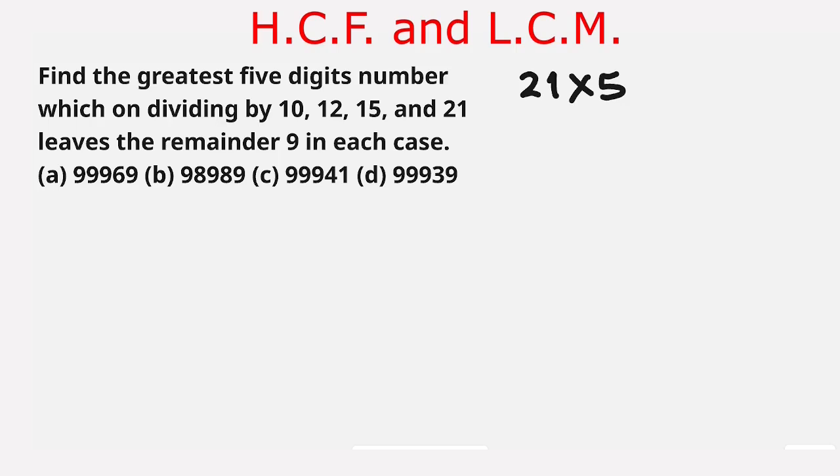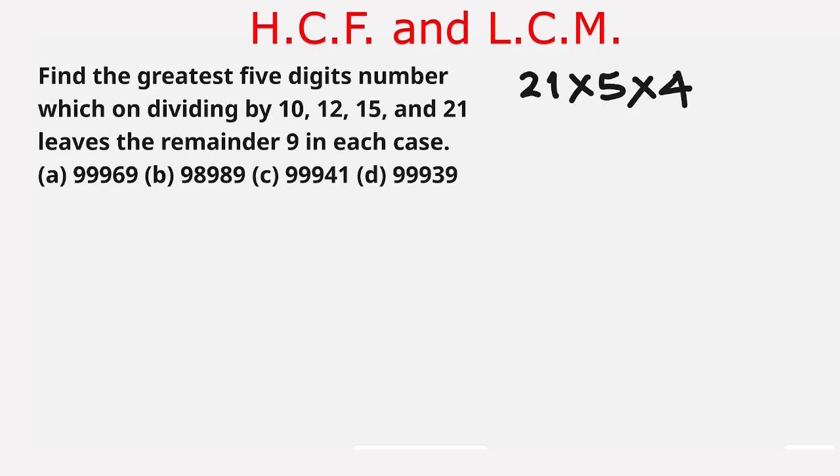Now 12 is 3 times 4 and 21 is 3 times 7. So 3 is included in 12, which is also included in 21. The number which is not included in 21 is 4. So I multiplied by 4. Now 12 is included in 21 multiplied by 5 multiplied by 4.